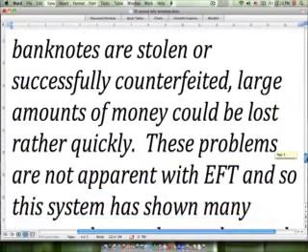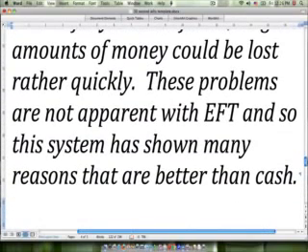Now the final sentence in this paragraph, the student links back to their thesis. "These problems are not apparent with EFT, electronic funds transfer, and so this system has shown many reasons that are better than cash." Okay, this sentence is a little bit better than the other ones, but still there are some areas we would want to reword.